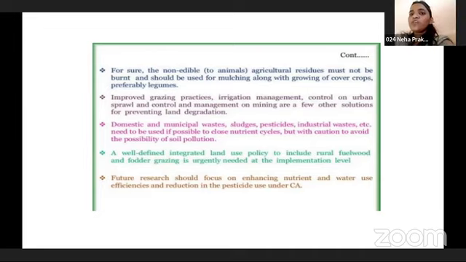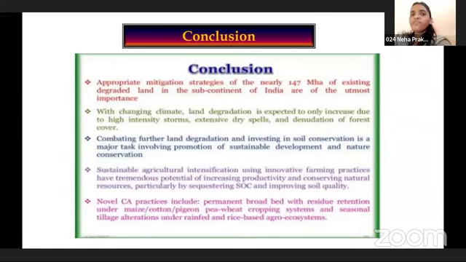Yes ma'am. So future research should focus on enhancing the nutrient and water use efficiency. So by using the different technologies, we can sustain our land and the soil for future use also.